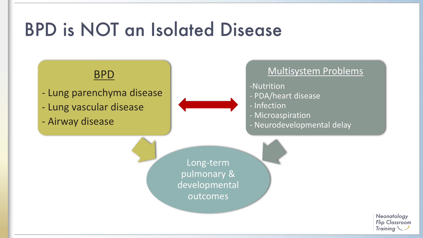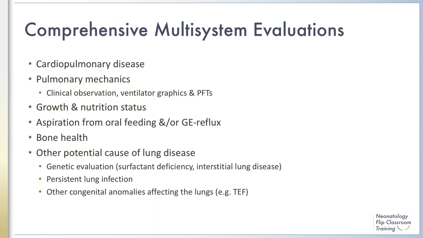rather a multisystem problem. The cardiopulmonary issues in BPD infants and a long list of other issues in the same infant would affect each other, and the interaction of lung disease and these multisystem issues will affect the long-term pulmonary and neurodevelopmental outcomes in these babies. Therefore, we advocate for a comprehensive multisystem evaluation approach.